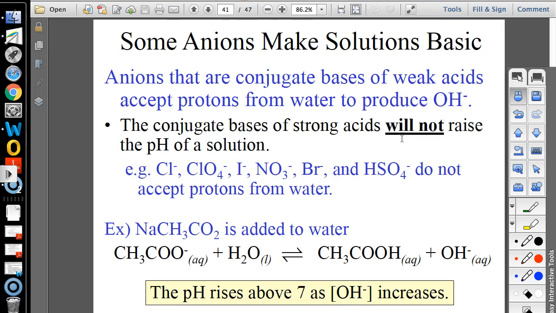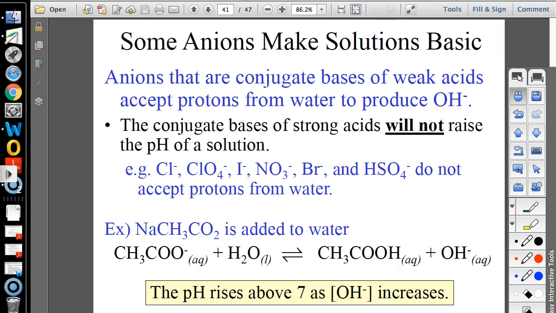So again, here's my strong acids, right? The conjugate bases of strong acids. So if I have something that has chloride, perchlorate, iodide, nitrate, bromide, or bisulfate, if that is put into water or is with something else and put in the water, they are not going to affect pH. This doesn't seem like a big deal, but it is a super big deal.